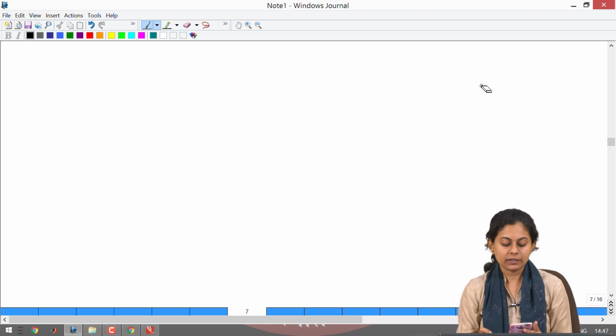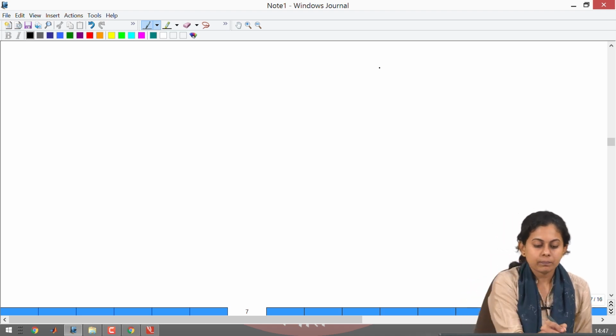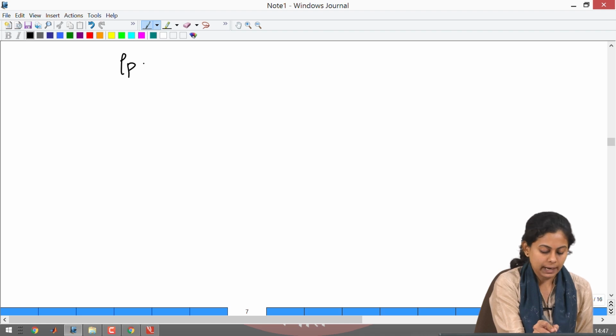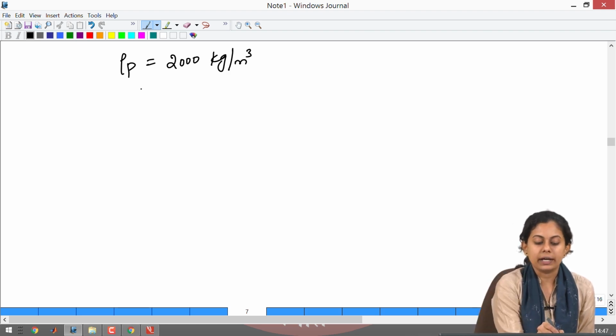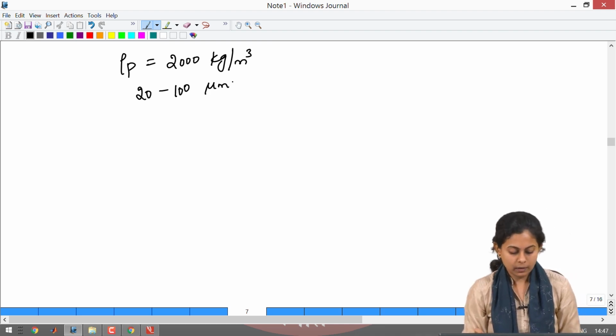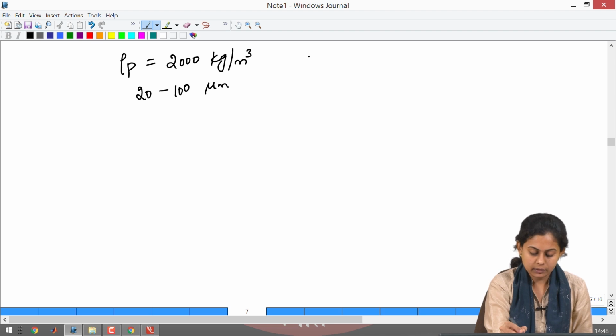Hello everyone, today we are going to solve a problem on settling of particles. So the problem is we have spherical particles of density, particle density given as 2000 kg per meter cube, and these are in the size range of 20 to 100 micrometers, and we have a stream of water flowing upwards in a vertical pipe of diameter.